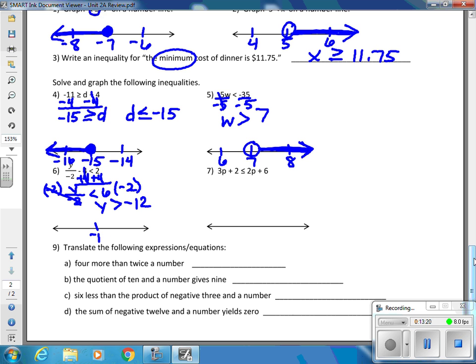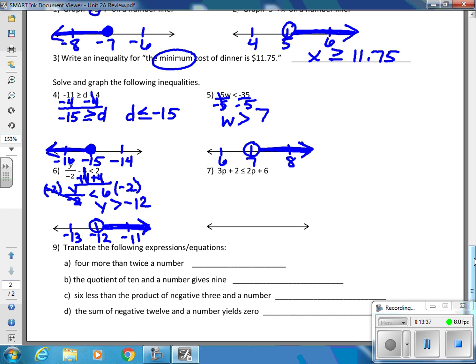Right? Put negative 12 in the middle. Below it would be negative 13. Above it would be negative 11. Okay? You would have an open circle on negative 12, and because it's greater than, it's going to shade to the right.